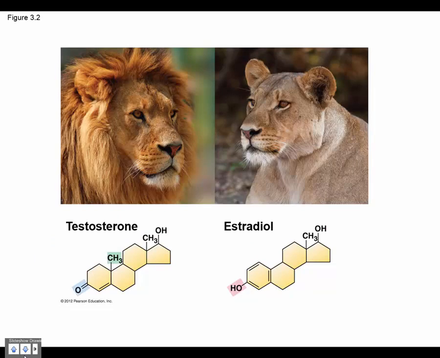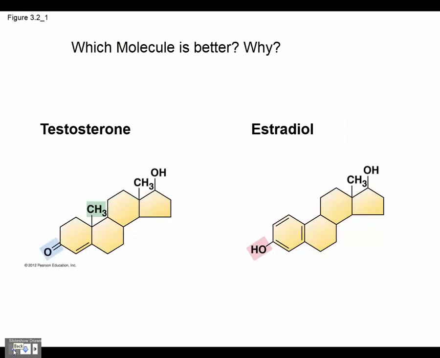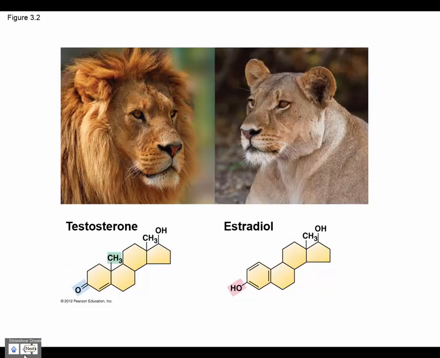So very, very similar molecules, but they have very, very different outcomes. And so hopefully from there you've gathered that really one molecule is not better than another. I mean, how can you say one is better than another? Just because molecules differ does not mean that one is better than another. So different outcomes, very, very similar molecules, only slight differences.